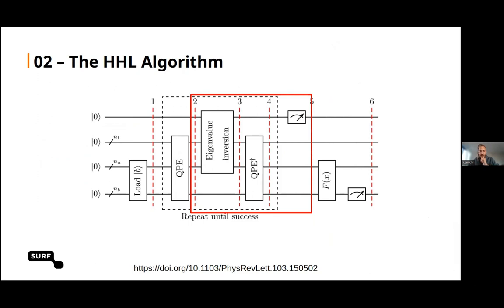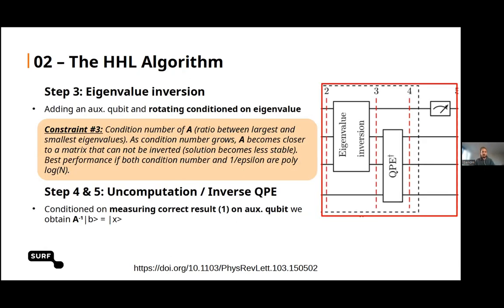Then the next big part: I'm grouping a few steps into one explanation because they belong a bit together and are repetitions. So if you go to the next slide, the next step that we do is an eigenvalue inversion. So we again add another register, an auxiliary qubit, and we rotate the system conditioned on the eigenvalues. And here we bring in the next constraint, the condition number of the matrix A, so the ratio between the largest and smallest eigenvalues. It shouldn't be too large, because if it becomes very large, the matrix cannot be inverted, or the solution at least becomes less stable, and this is bad. So ideally, the condition number is small, or at least somewhat independent of the system size.